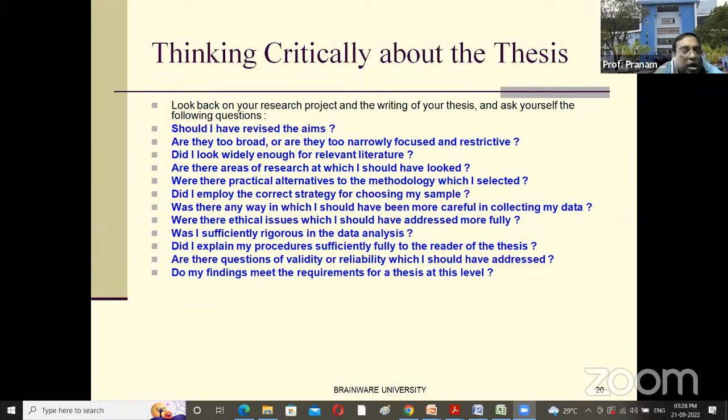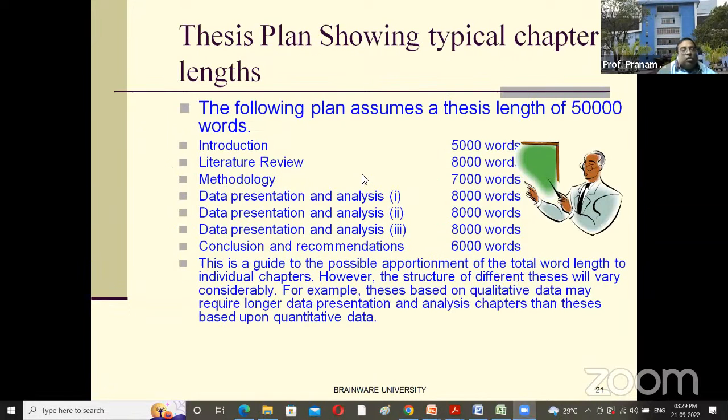employ the correct strategy for choosing my sample? Was there any way in which I should have been more careful in collecting my data? Were there ethical issues which I should have addressed more fully? Was I sufficiently rigorous in the data analysis? Did I explain my procedures sufficiently fully to the reader of the thesis? Are there questions of validity or reliability which I should have addressed? Do my findings meet the requirements for a thesis at this level? So these are the questions you have to ask critically of yourself.